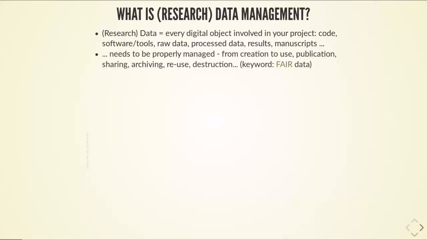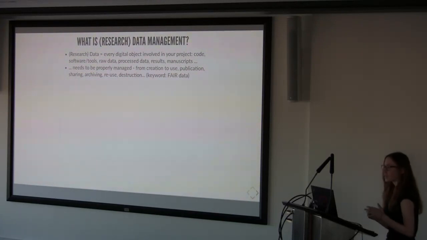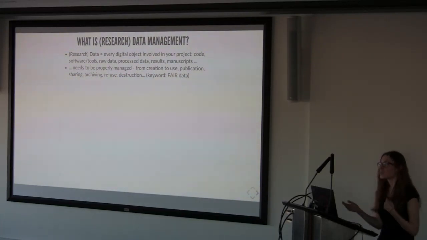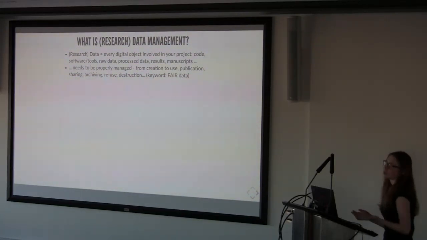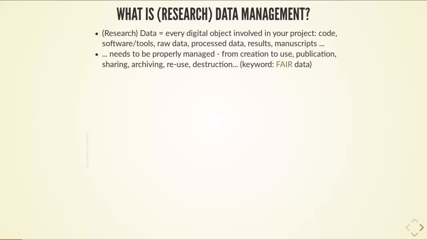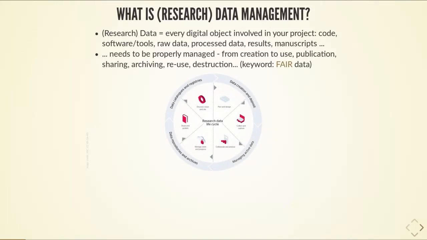And each of these objects needs to be properly managed, and not only once, but throughout its entire life cycle. It's starting from basically designing a study, from the creation of a research data object to its use, to its publication, to sharing the research object with others, archiving it, reusing it, destroying it, and so forth. So this graphic by the JSC details a bit how impressive the research data management lifecycle is. It's basically throughout the entire lifecycle of a research data object that you have to take care of it.